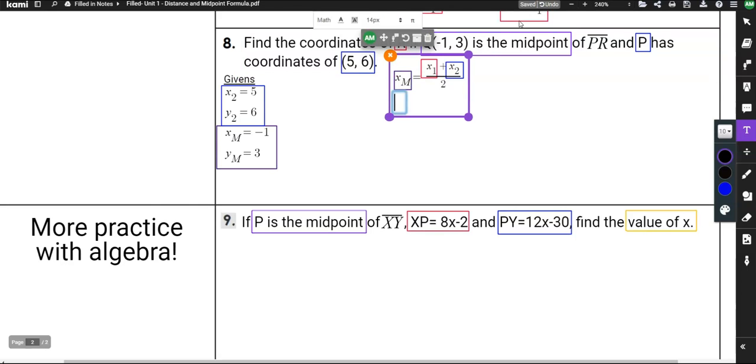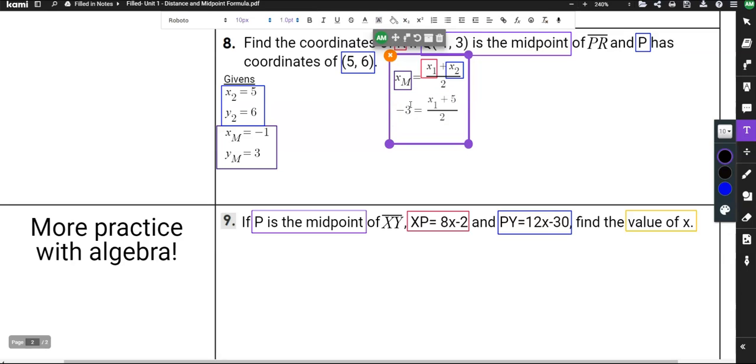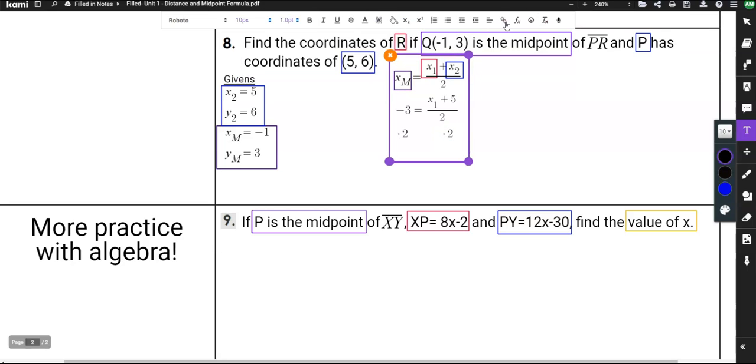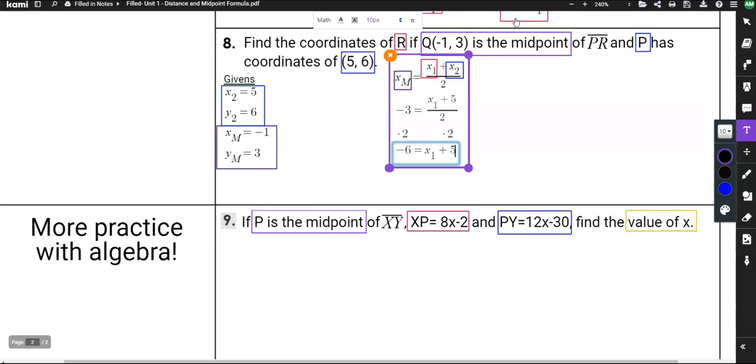And after we put the formula into our box, we are then going to put in the information we already know. So we know that the x of the midpoint is 3. And then we do not know x sub 1, so we're going to leave that as is and add 5. And that's going to be divided by 2. And then we need to undo the division. So we're going to multiply both sides by 2 in order to get rid of that denominator, which will give us -6 is going to be equal to x sub 1 plus 5.